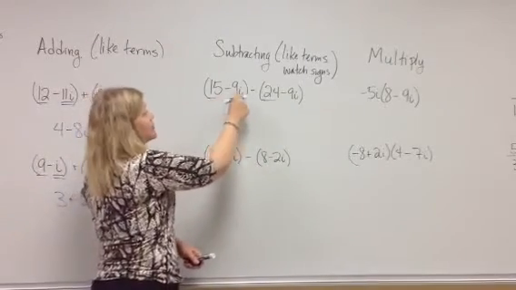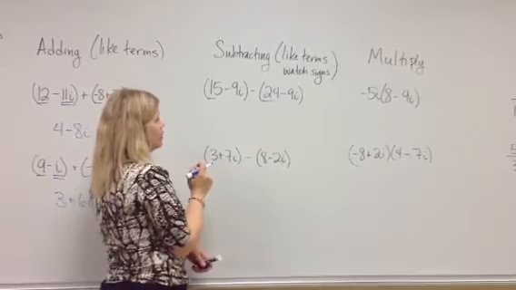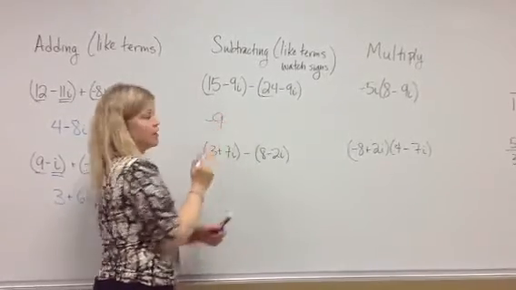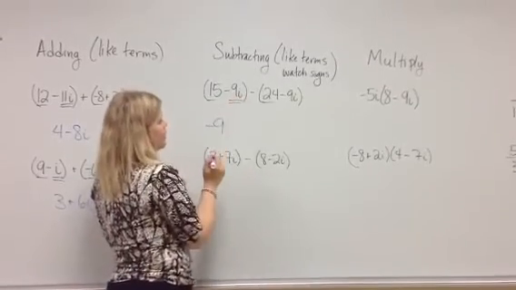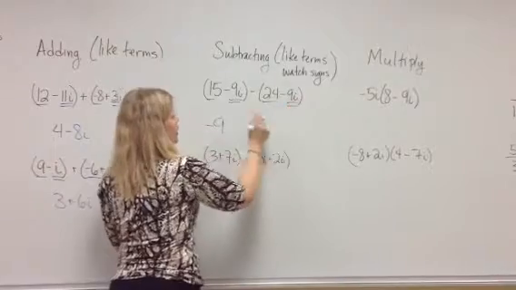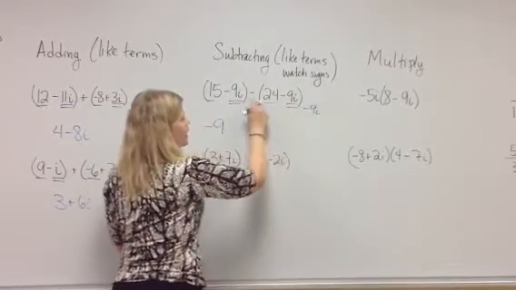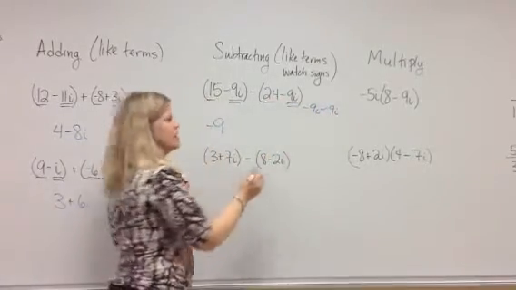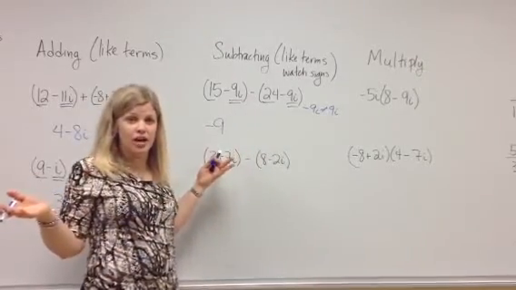So you say 15 minus 24. Well, that is negative 9. Okay? What's the like term for negative 9? Oh, another negative 9. And let's see, let's do this off to the side. Negative 9i minus a negative 9i. Ooh, that's like adding, isn't it? So, guess what? Negative 9 is your answer and you're done.